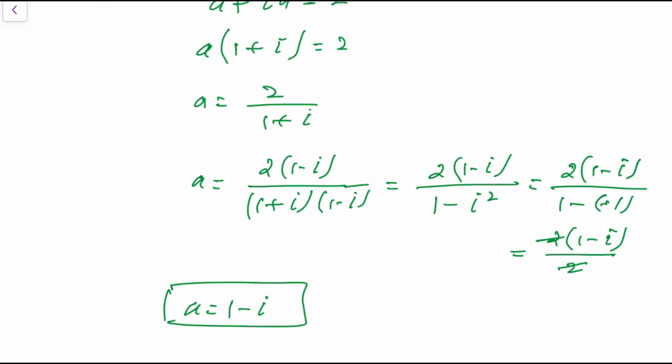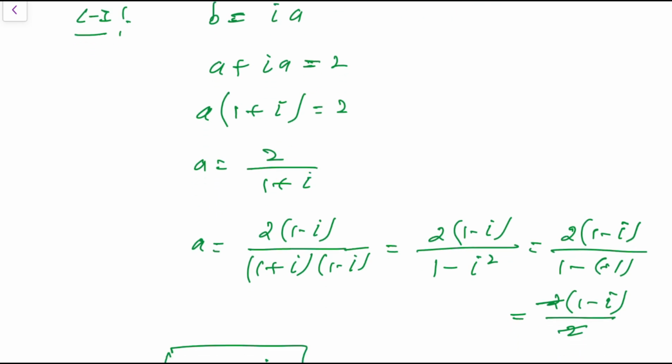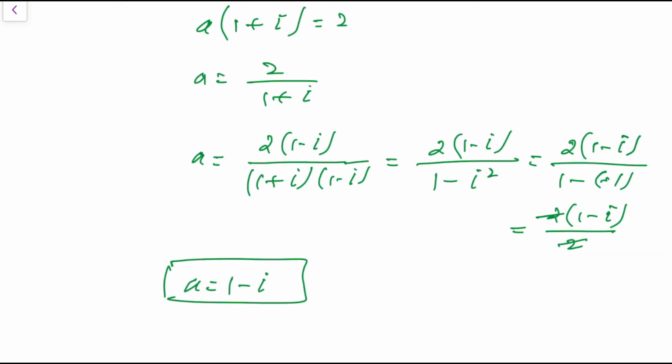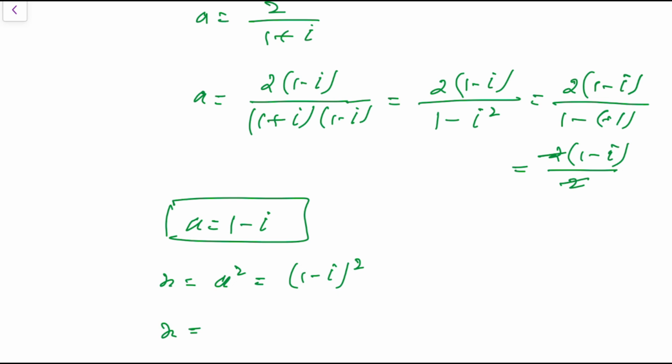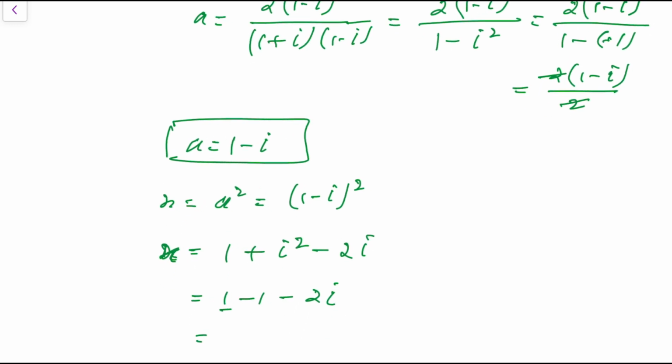We have to find the value of x, and we earlier assumed that a square is equal to x. Here the value of a is 1 minus iota, so x can be written as 1 minus iota raised to 2. If we use the identity of a minus b raised to 2, the resultant will be a square, that is 1, plus b square, that is iota square, minus twice of 1 into iota. Iota square is minus 1, so we have minus 2 iota. These two quantities cancel out and the value of x will be minus 2 iota.